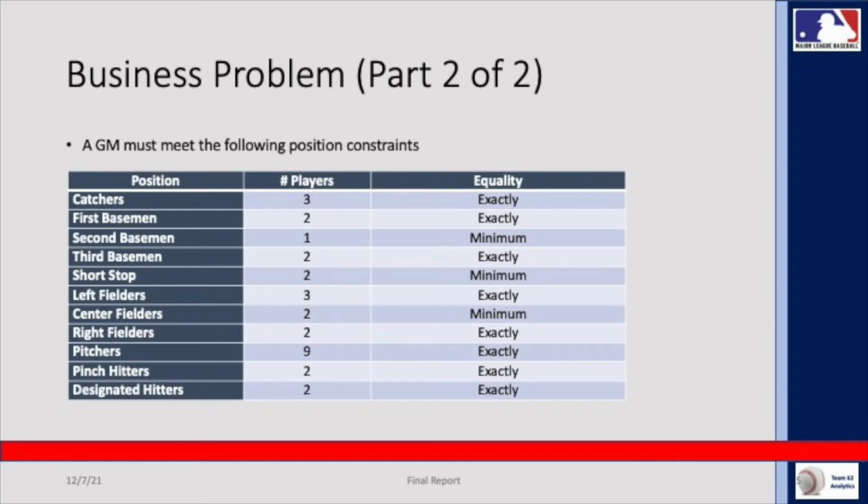For catchers, we need exactly 3. For first baseman, we need exactly 2. For second baseman, a minimum of 1. For third baseman, exactly 2. Shortstops, a minimum of 2. Left fielders, exactly 3. Center fielders, a minimum of 2. And right fielders, exactly 2. Pitchers, there need to be exactly 9. Pinch hitters, exactly 2. And designated hitters, exactly 2 as well.